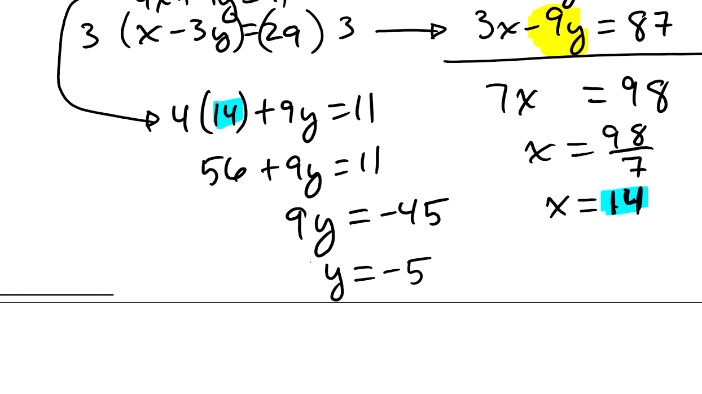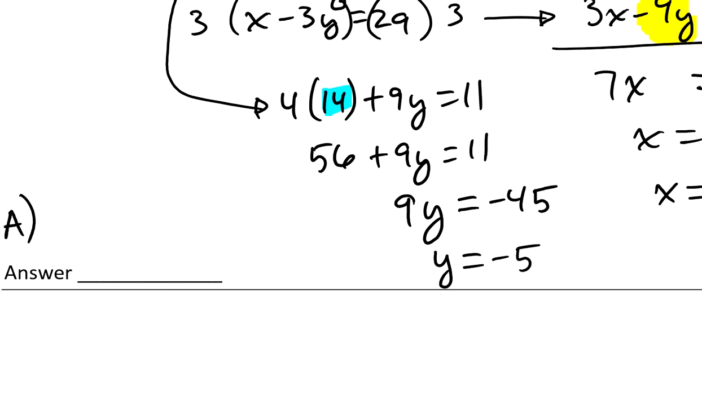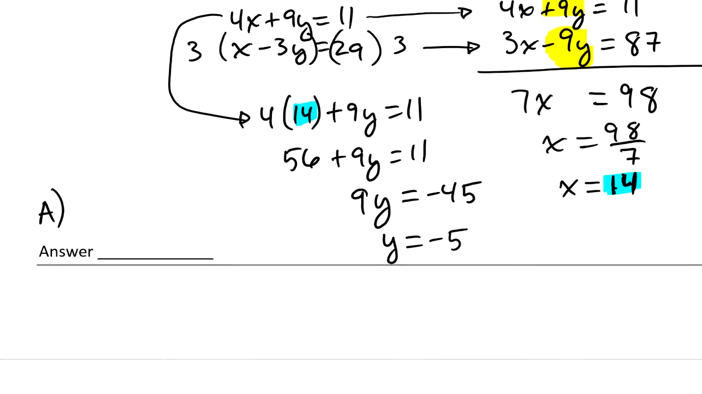So y is negative 5 and x was 14. So my solution as an ordered pair would look like, again, the x value first, comma, the y value. So 14, comma, negative 5. That concludes the solution videos for the Chapter 6 study team test.